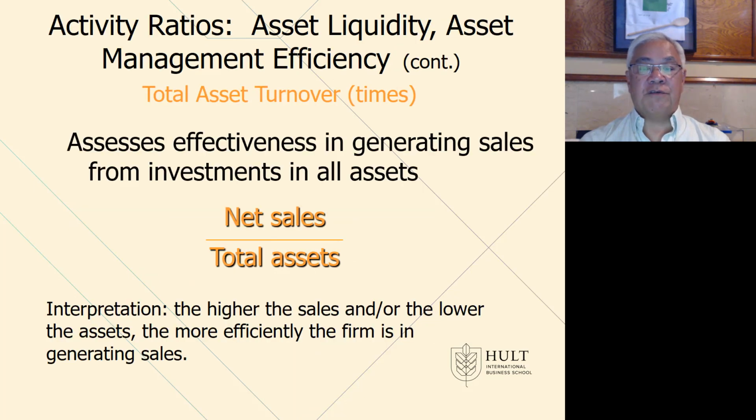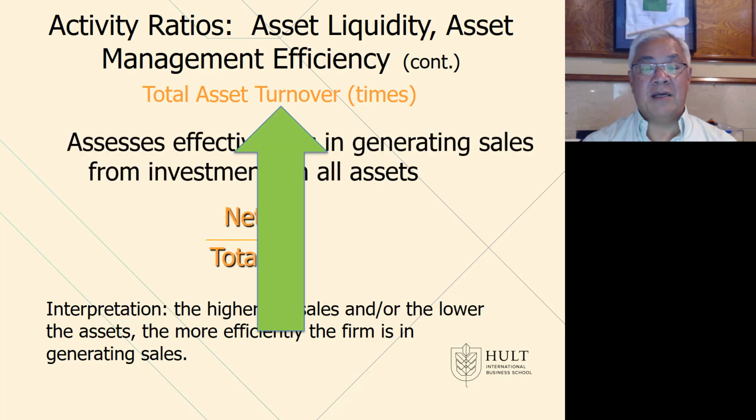Next is asset turnover ratio. And this looks at how efficiently we generate sales from our assets. Net sales divided by total assets. In this case, the higher the number, the better, because we want to have more sales for every dollar of assets we have. So higher the better.